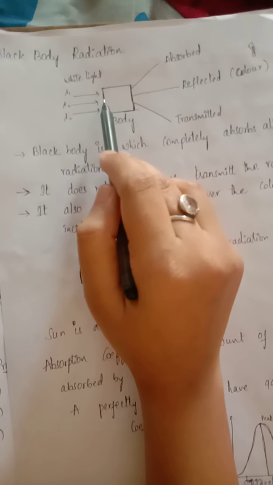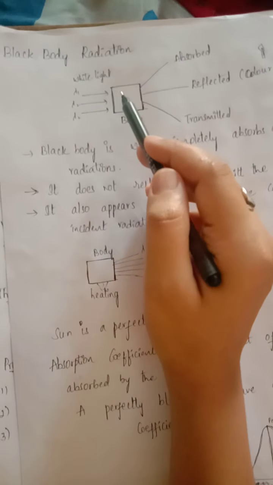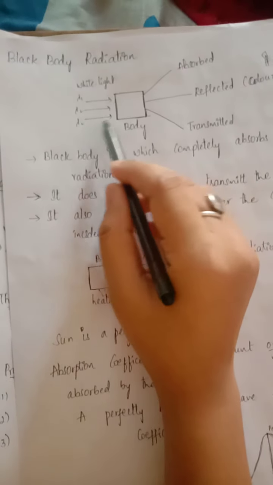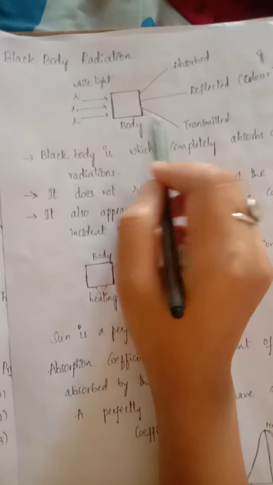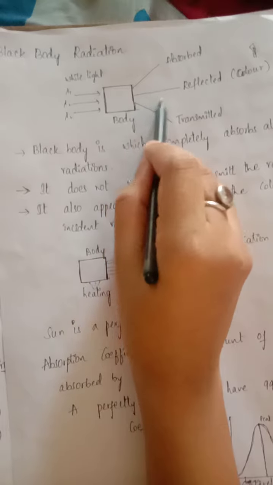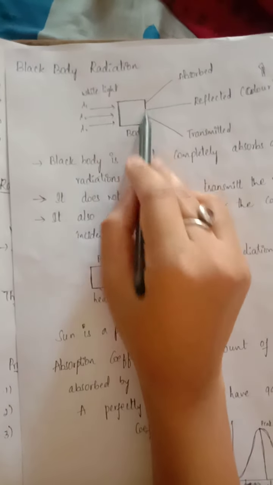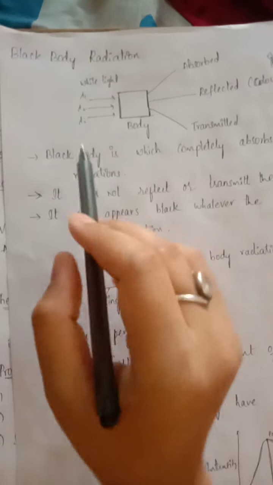Next is transmission. Transmission means whatever light enters the object gets inside and transmits through the object. So these are the basic phenomena. After knowing this, we can talk about the black body.